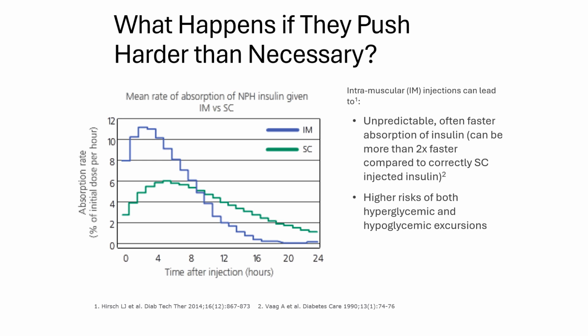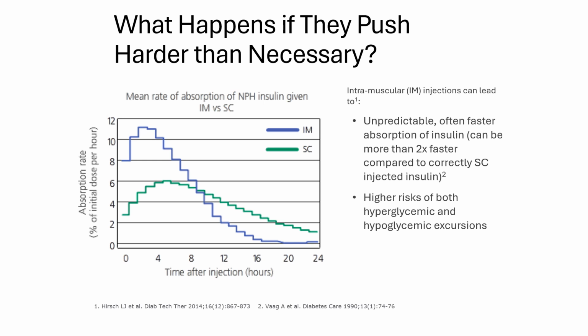If they push harder than necessary, why does it matter if we inject into intramuscular? The problem is that the muscles have much more blood vessels in them, and those blood vessels are what pick up the insulin and carry it into the bloodstream. Of course, they're almost directly in there.